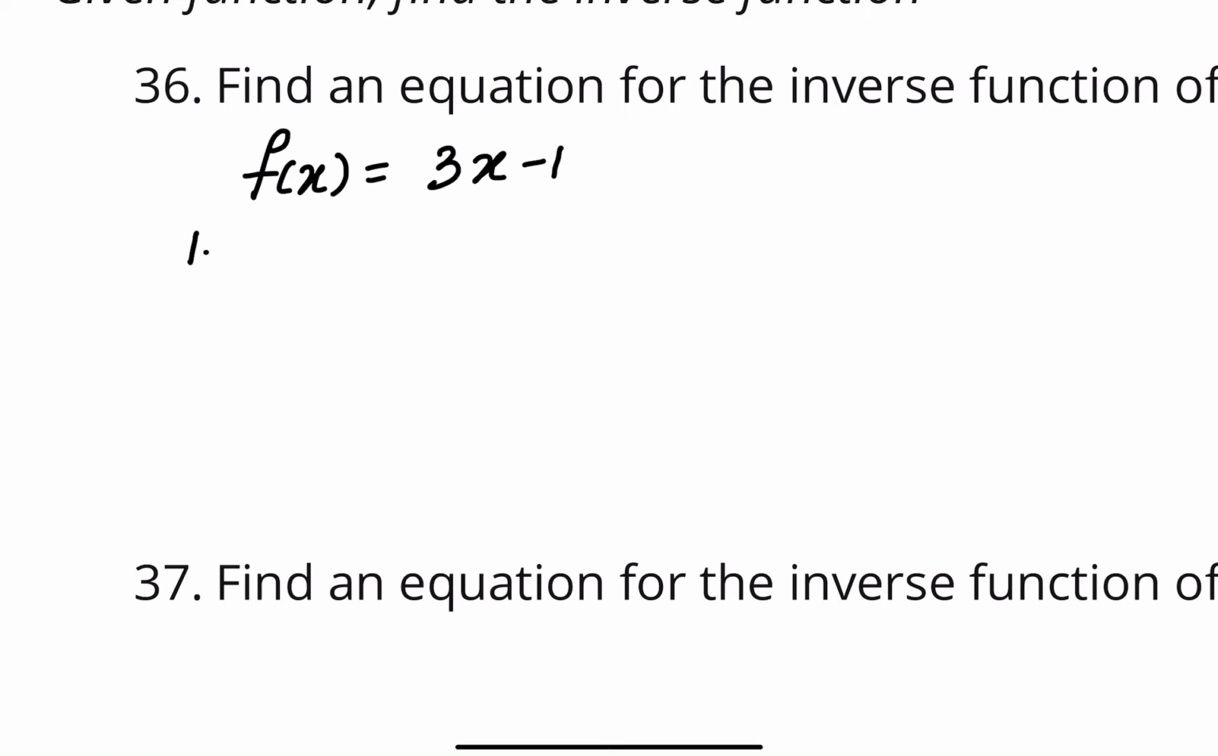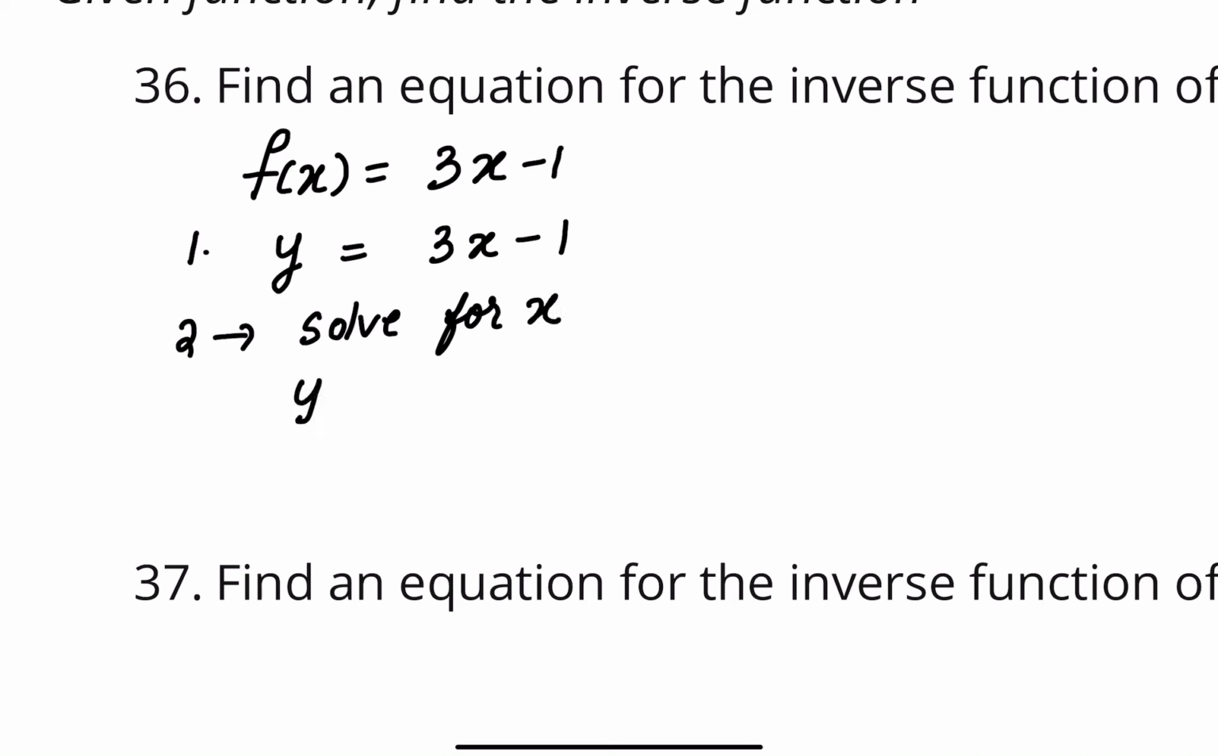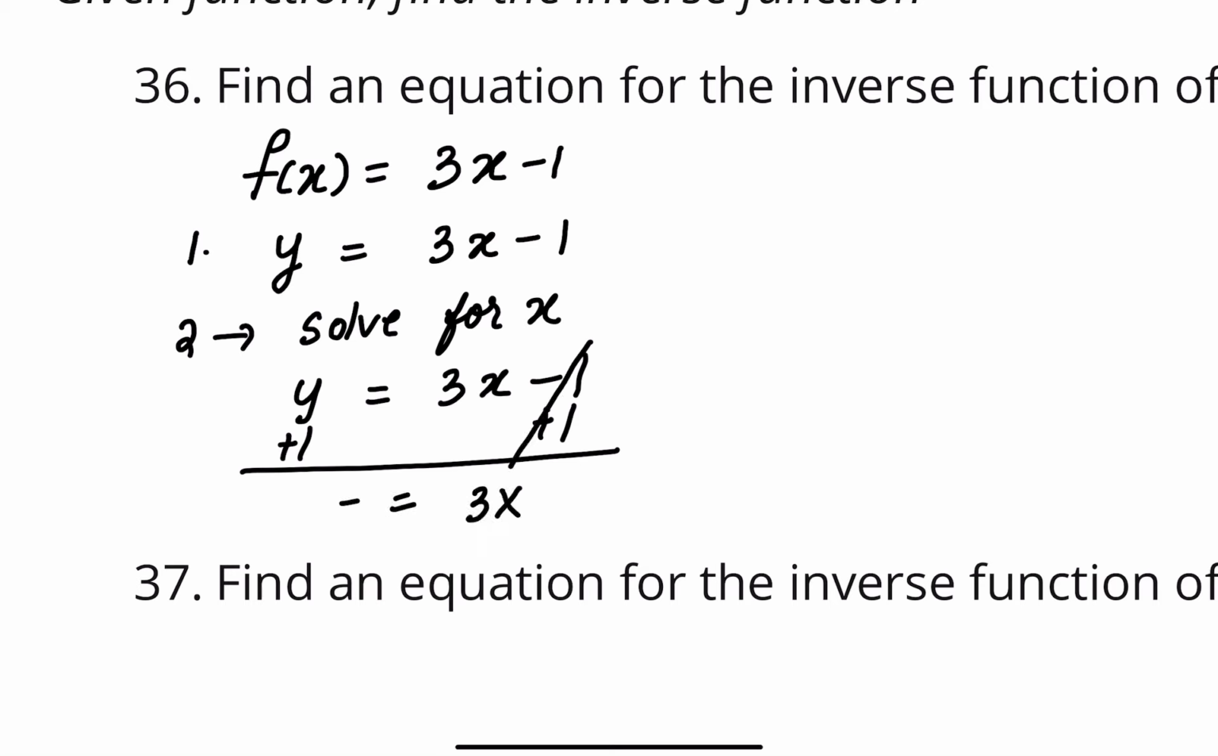Step one is to change your f of x to y. Y is equal to 3x minus 1. Step 2 is to solve for x. So I have y is equal to 3x minus 1. Add 1 on both sides, and I have 3x is equal to y plus 1.